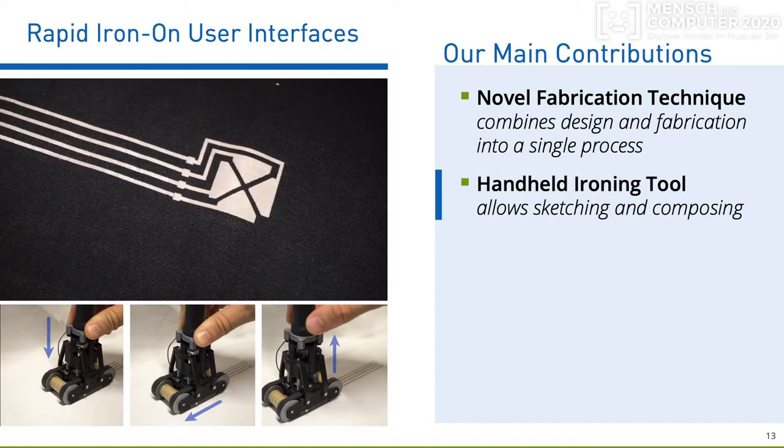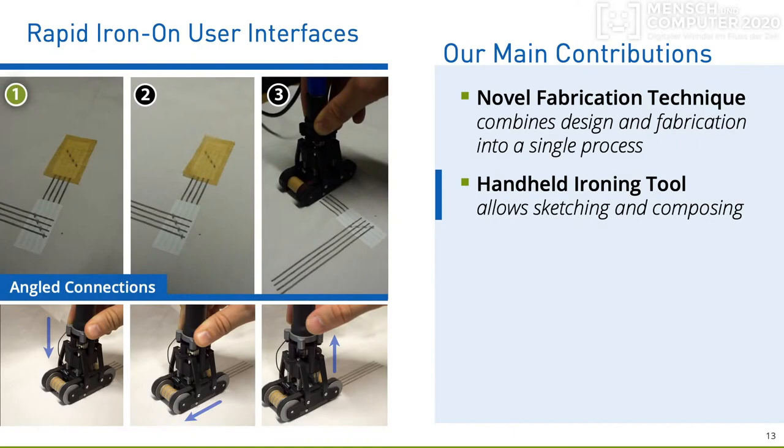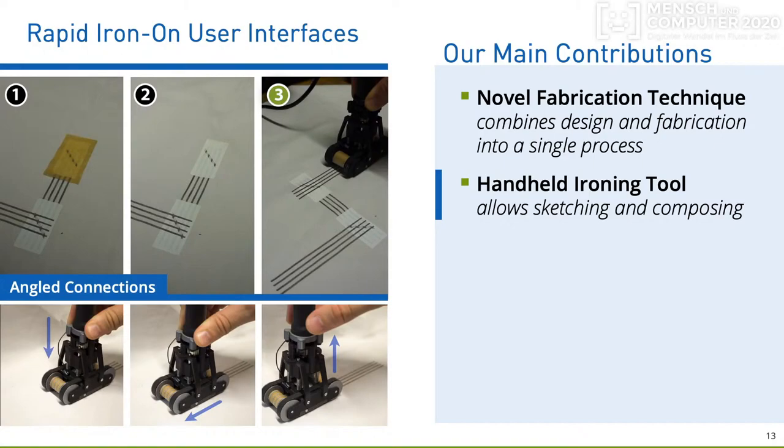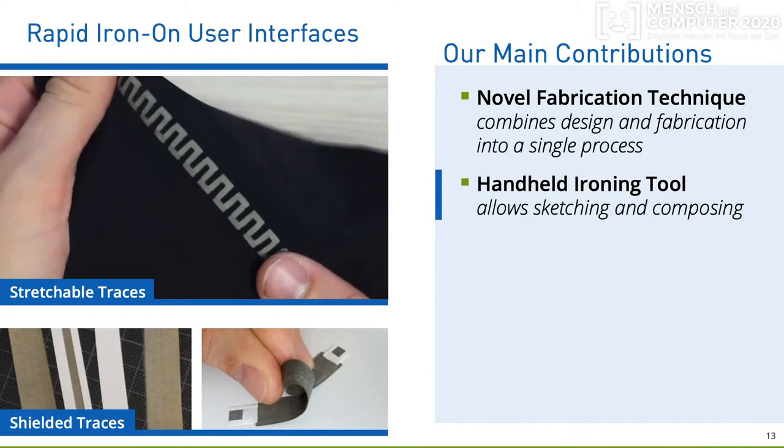But how can we continue multi-traces in different directions? Angles and crossings can be realized by placing and ironing a connector stencil, peeling off its protection layer, and sketching a buff with an inserted trace spool. We also fabricated stretchable traces, as well as shielded ones made of ultra-thin fabrics.